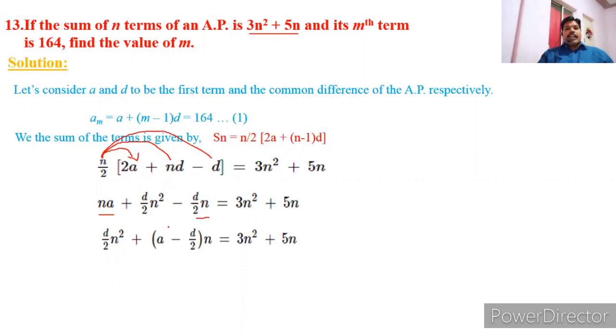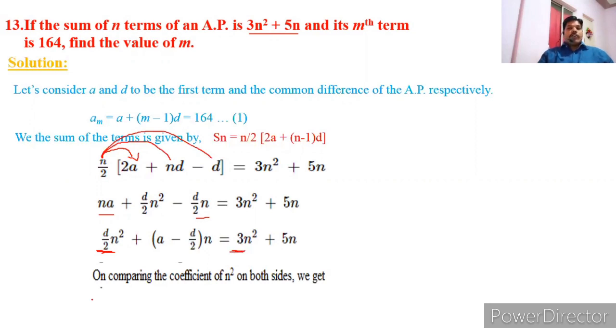What you will get is (a minus d by 2) into n equals 3n square plus 5n. So d by 2 into n square, and I will take n common from these two terms. It will become (a minus d by 2) into n equals 3n square plus 5n. Now, on comparing the coefficients of n square, what is the meaning? If both the equations are there in the LHS and RHS, I will take the n square coefficient. What is the n square coefficient? The n square coefficient is d by 2, and equate it to the n square coefficient in the RHS.